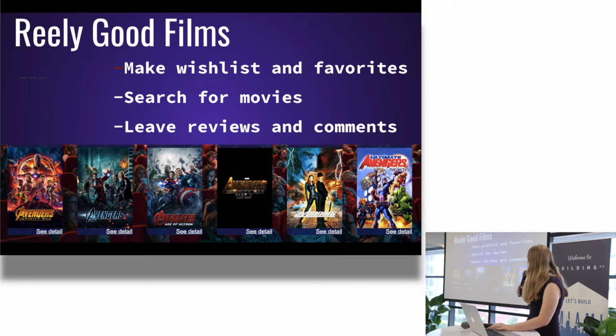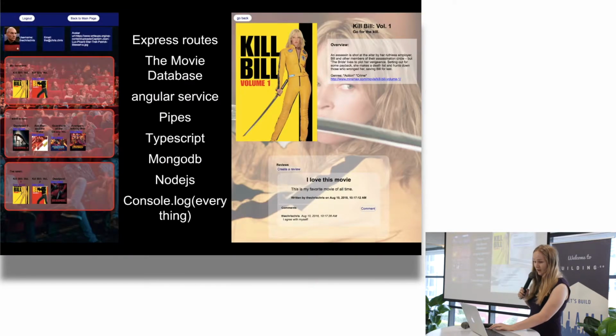You can also search for movies a couple of different ways, and you can leave reviews and comments visible to other users. In doing this, I used express routes. I used something called the movie database as an API with all the pictures. I made my own pipe for dates. I got more familiar with all these things, and I learned to console log everything all the time.